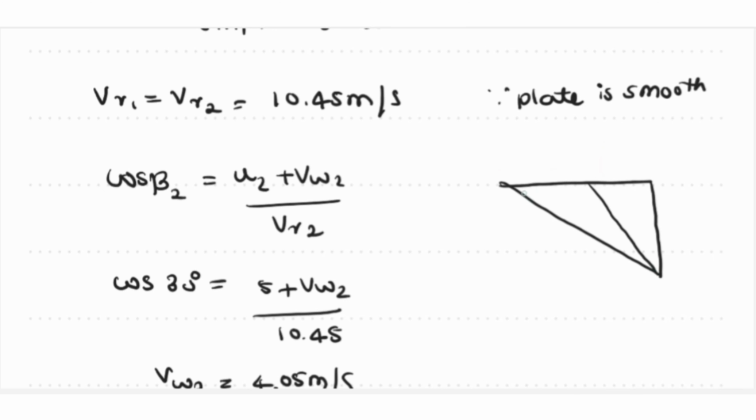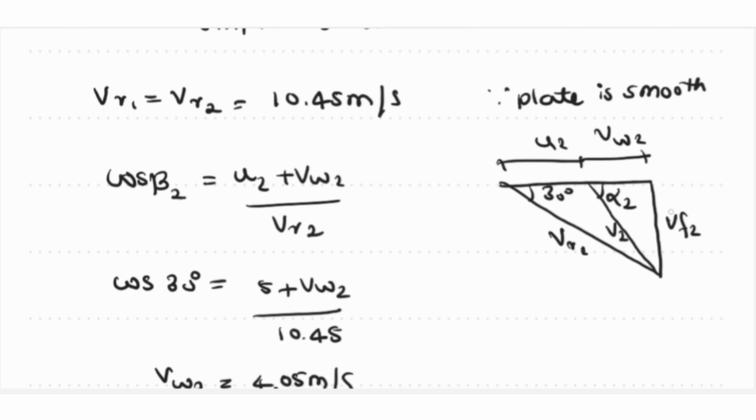So here it is 30 degree, we have calculated this, and it is alpha 2, this is U2 and this is Vw2, this is Vr2 and this is V2 and this is Vf2. We have calculated Vw2. If we know Vf2, we can calculate V2 by applying the Pythagoras. So we should calculate what is Vf2.